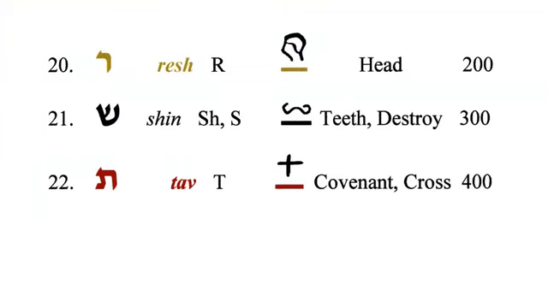But the new letters I want to show you, so we can actually start digging into the Bible, these are the last 3 letters of the Hebrew alphabet, Aleph Beit. It's the Resh, the Shin, and the Tav. We've already talked about the Resh. It's the head, it's the R sound with a value of 200.